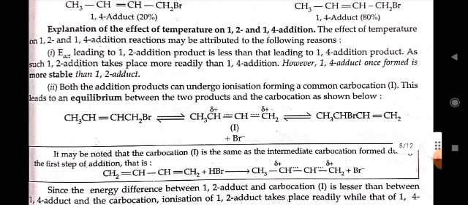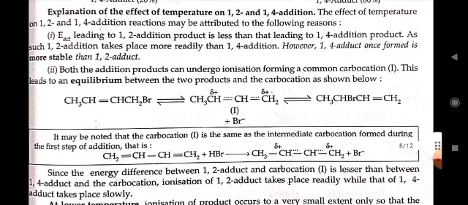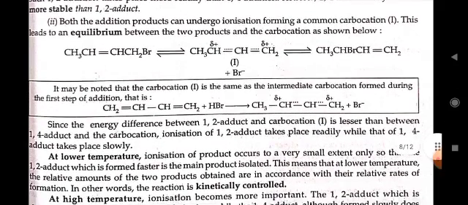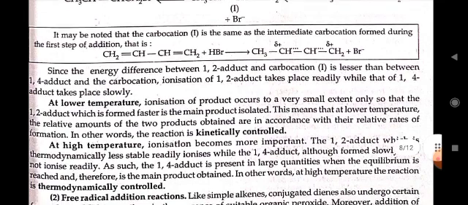Second, both addition products can undergo ionization forming a common carbocation. This leads to an equilibrium between the two products and the carbocation. It may be noted that the carbocation is the same as the intermediate carbocation formed during the first step of addition. Since the energy difference between the 1,2 adduct and the carbocation is less than between the 1,4 adduct and the carbocation, ionization of the 1,2 adduct takes place readily while that of the 1,4 adduct takes place slowly.